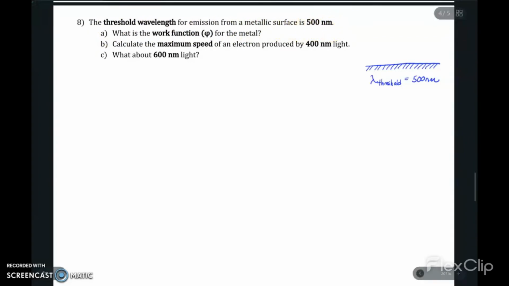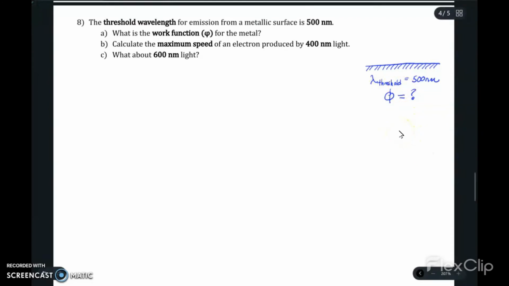What does that mean? Well, let's imagine our metal surface here. Let's note that any values that are given as threshold values really relate to the properties of the metal itself, which means they're going to relate to the work function. Because you'll notice the very first question here is, what is the work function for the metal? So when I'm told that that threshold wavelength of 500 nanometers is the property for this metal, that's going to allow me to calculate the work function. So anytime you see threshold, remember that that's a property of the metal.